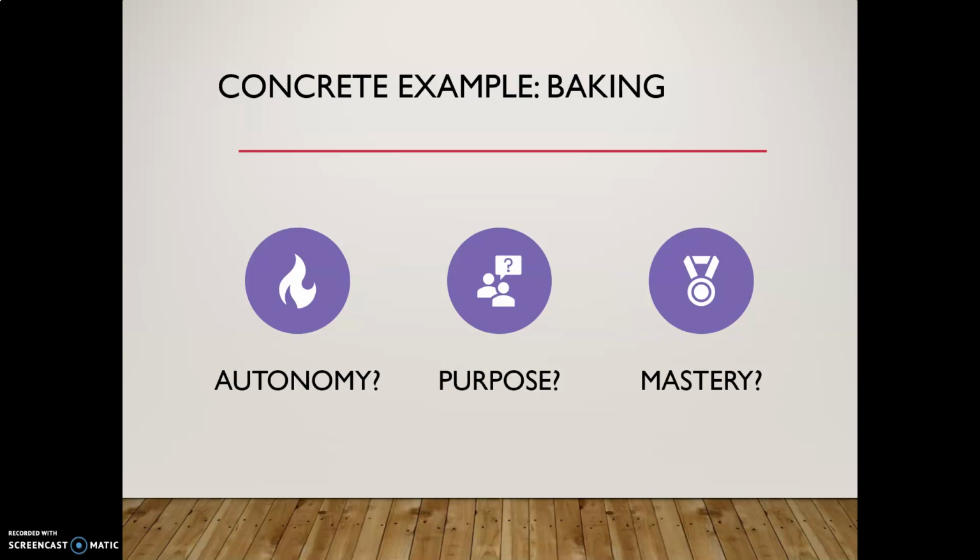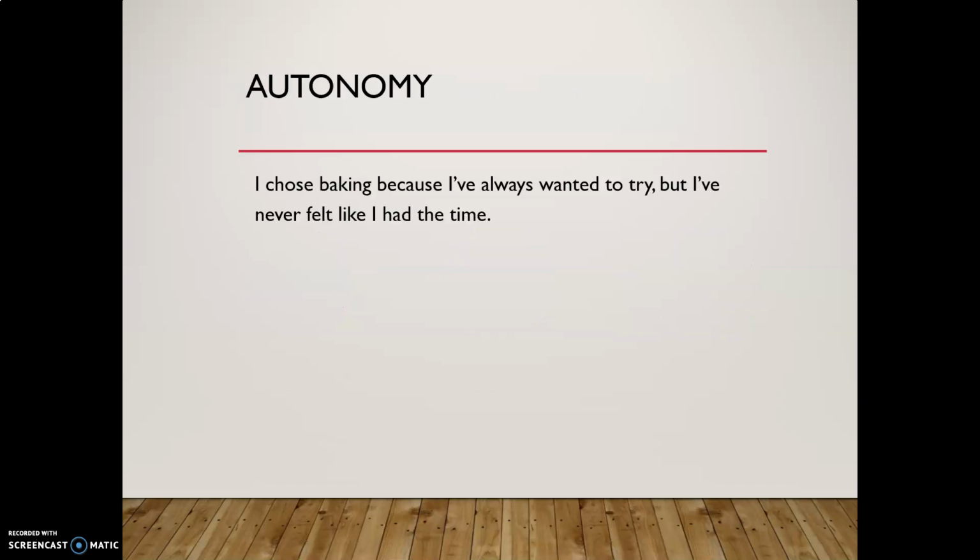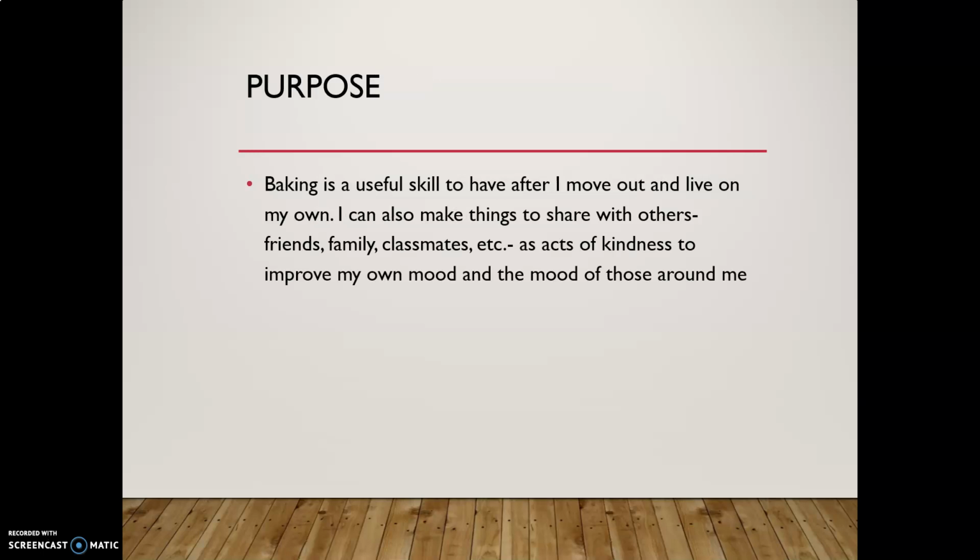So here's a concrete example. A student wanted to do baking. So how do you show autonomy, purpose, and mastery when it comes to baking? Well, for autonomy, I chose baking because I've always wanted to try, but I never felt like I had the time. So autonomy just means you direct it yourself. No one said bake and you get 100 for something that I really like and it's aesthetically, visually pleasing. You get 85 if it tastes good but doesn't look good. You get 75 if it looks good, or it looks bad and tastes bad.